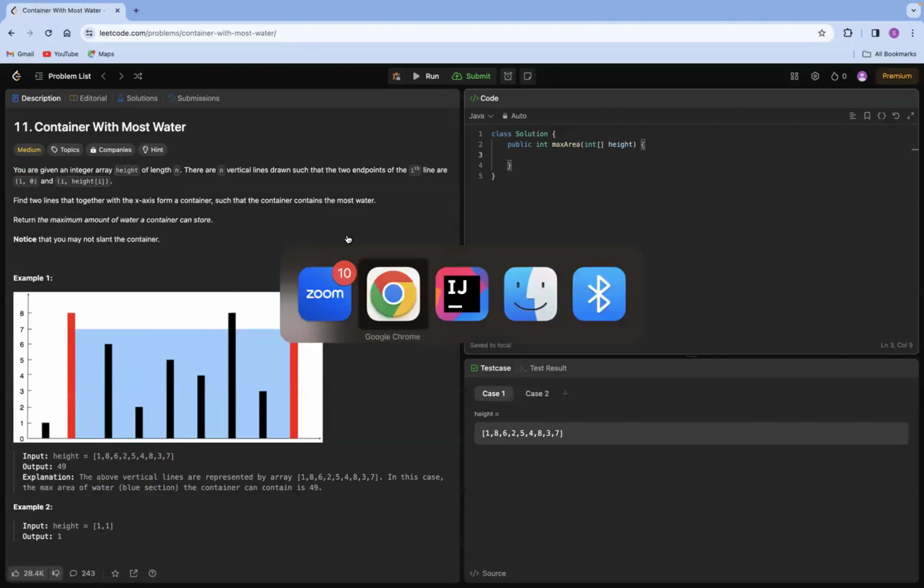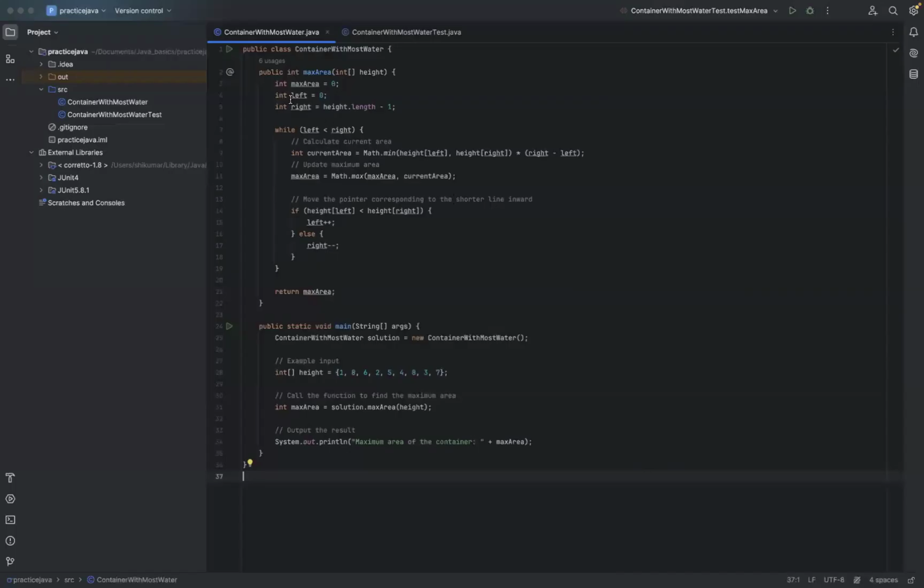Let me clear the drawings. We will go to this and understand it. It is very straightforward, I will explain the things again. We have defined a max area. In max area, we are initially keeping 0, the area being 0. Left, we are keeping at the 0th position, and right we will keep at height dot length minus 1, whatever the length of the array is minus 1. So we will keep it at the last position.